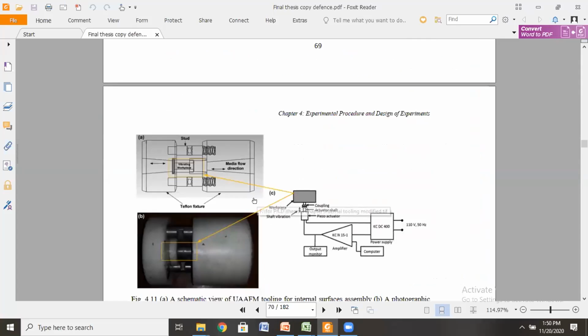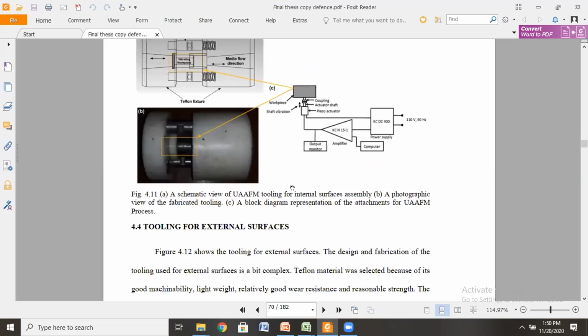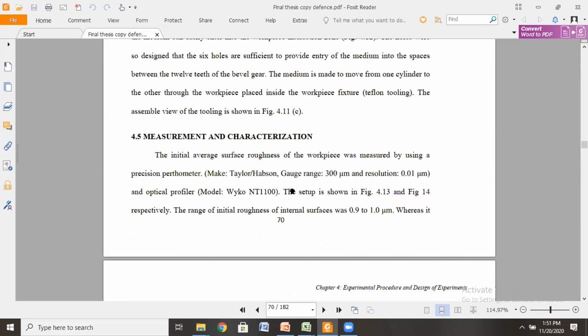Coming to this part, the workpiece I have fixed is a cylindrical workpiece. It is fixed with the shaft vibration, which acts as a coupling, and that coupling is connected to the piezo actuator. We have a circuit here: KCL15 amplifier, DC offset, etc. We are converting electrical energy to mechanical energy in the form of vibrations, so the workpiece will vibrate at high frequency.